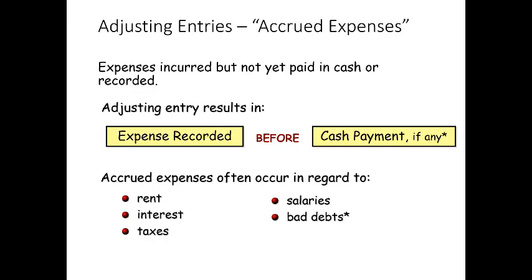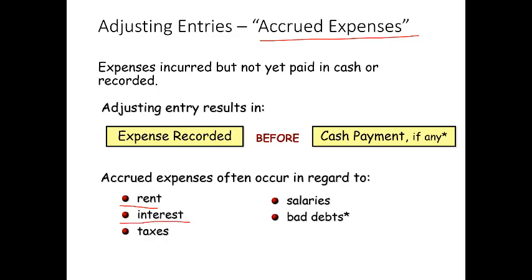The next type of adjusting entries we'll talk about is accrued expenses. Again, these are expenses incurred but not yet paid in cash or recorded. Another example is rent. You could potentially pay rent at the end of the month. If we pay rent at the end of the month, we're going to have expense for rent before we have any cash payment. That doesn't typically happen. Usually you prepay rent, but you potentially could pay rent at the end of the month.